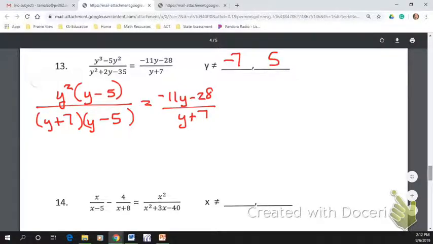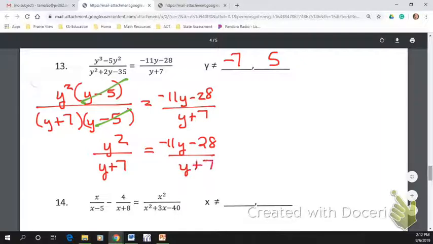Okay, well, now these cancel, right? Which is actually very helpful. If you missed that, you just made the whole problem a lot more difficult. So you actually have a y plus 7 squared. What? Y plus 7, no. Your common denominator is just y plus 7.